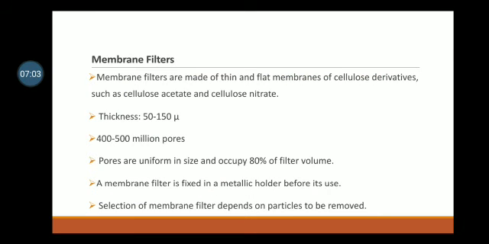Membrane filters. Membrane filters are made up of thin and flat membranes of cellulose derivatives such as cellulose acetate and cellulose nitrate. Thickness 50 to 150 micron, 400 to 500 million pores. Pores are uniform in size and occupy 80% of filter volume. A membrane filter is fixed in a metallic holder before its use. Selection of membrane filter depends on the particles to be removed.